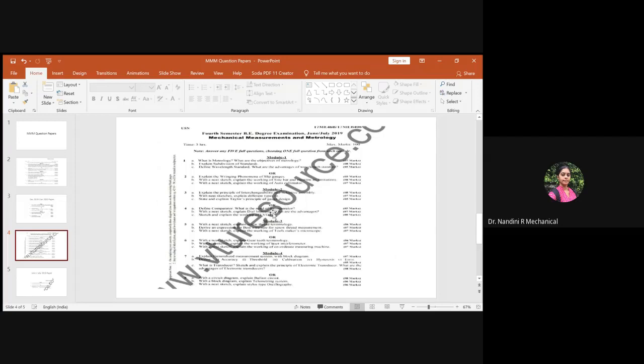The other option here, instead of numerical, is that they have directly given the question on comparators. They have asked you to define a comparator and what is the need of a comparator. So you have to define what you mean by a comparator, why it is used, and what is the basic necessity of a comparator. For 5 marks, you should be able to justify the need of a comparator. And then again, with a neat sketch, this question is repeated: explain the dial indicator working principle. What are its advantages? It is asked for 7 marks.